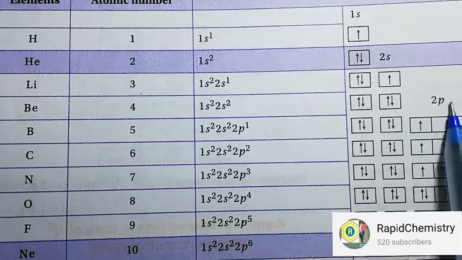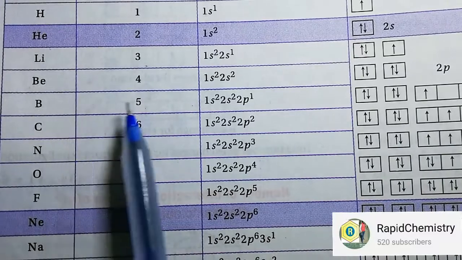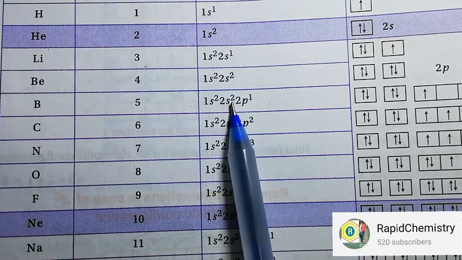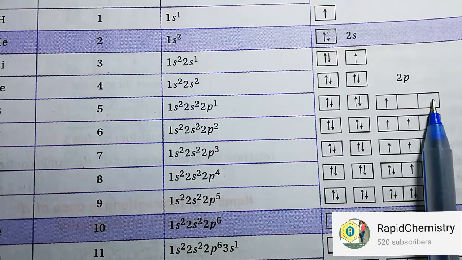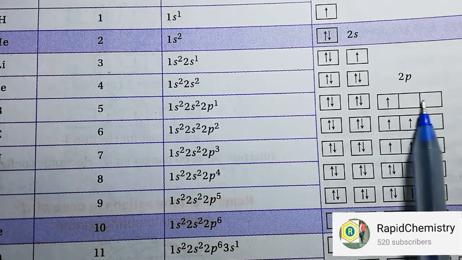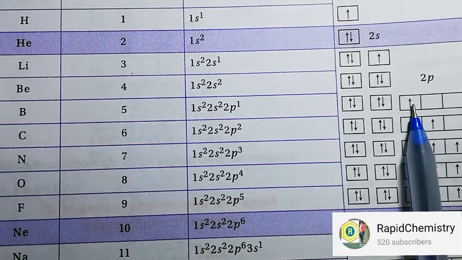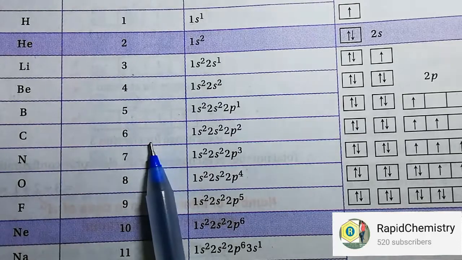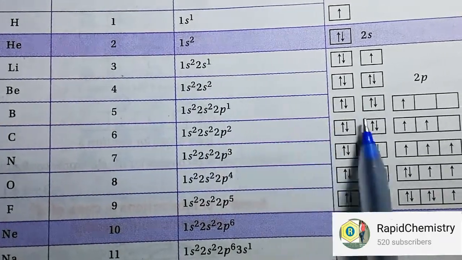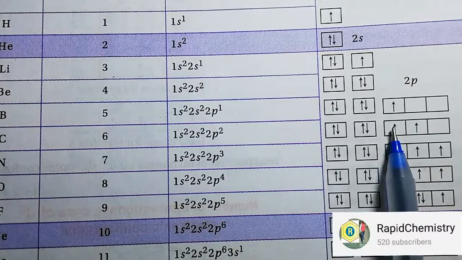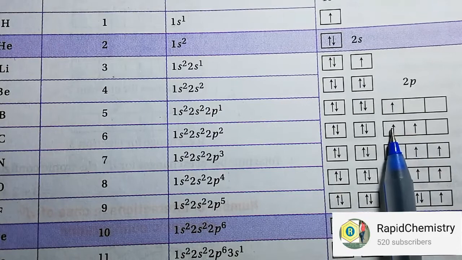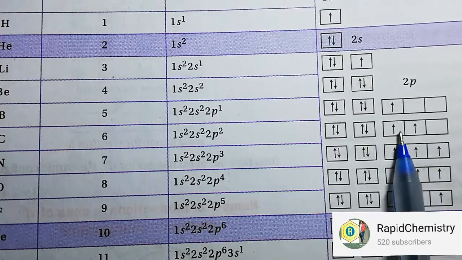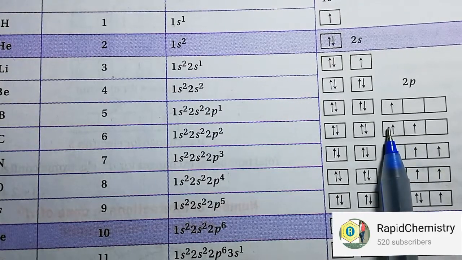Boron 5, 1s2, 2s2, and then it will be 2p1, but 2p has 3 orbitals and they are degenerate as I have said, and any one orbital will be occupied with 1 electron. After boron there is carbon, 6, 1s2 2s2 2p2, and those two electrons in the p orbital must be in the unpaired form, they will not be in the paired form according to Hund's rule.